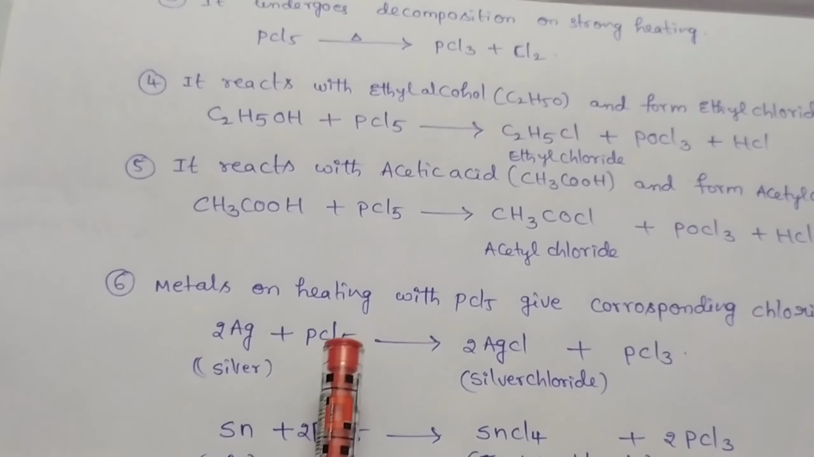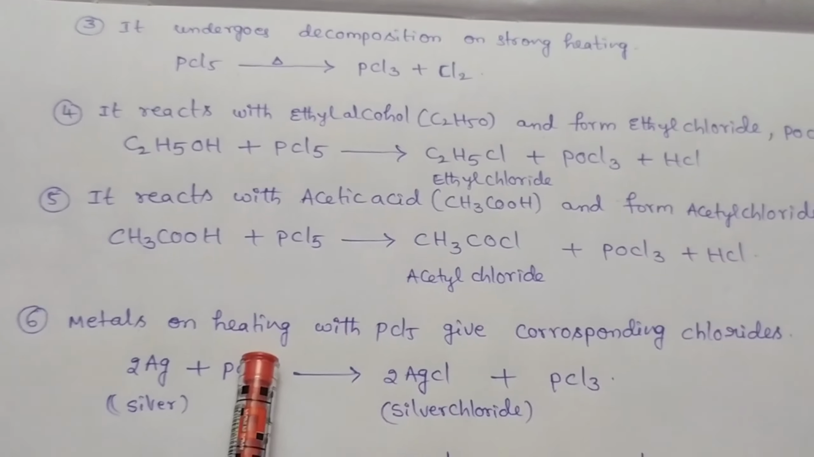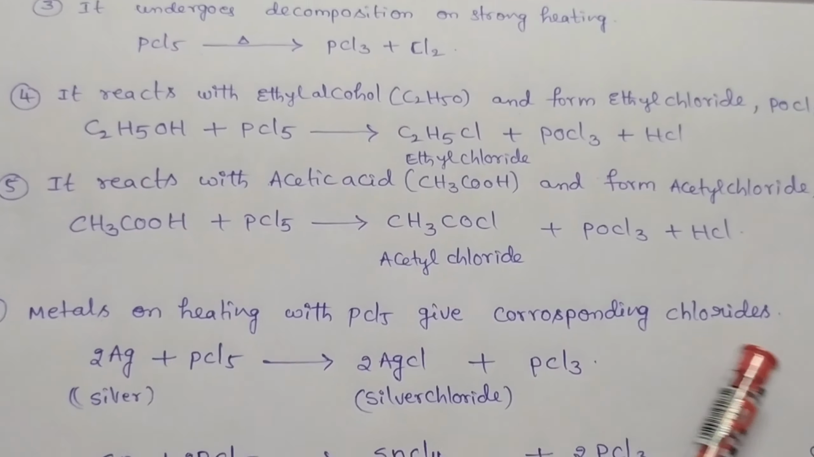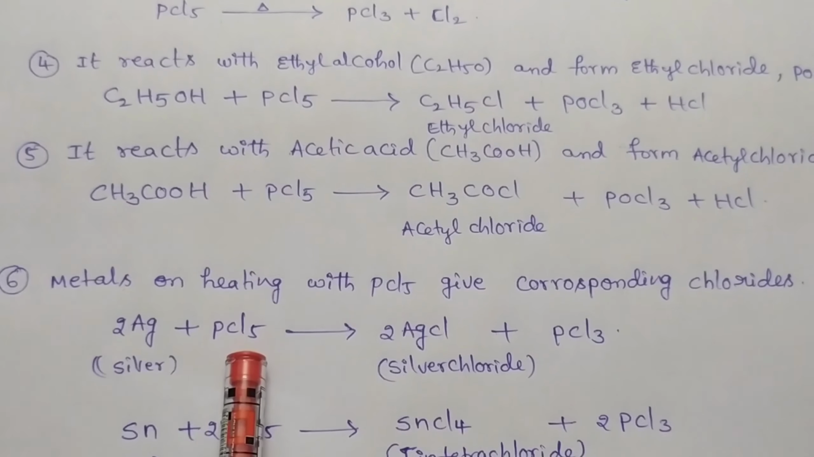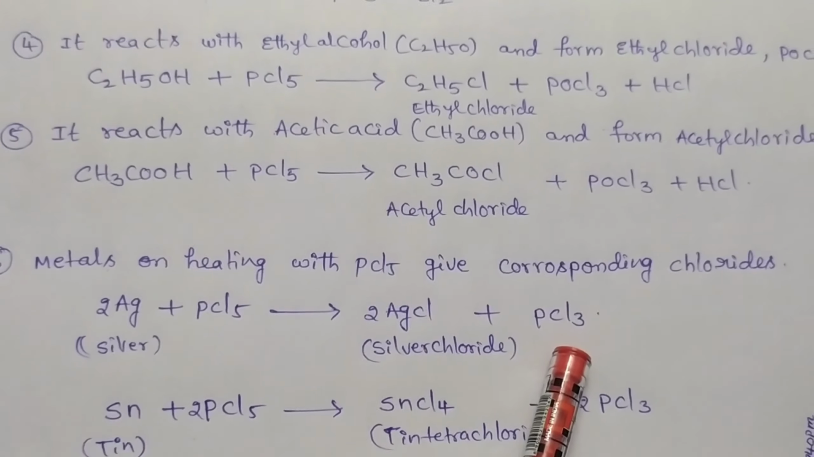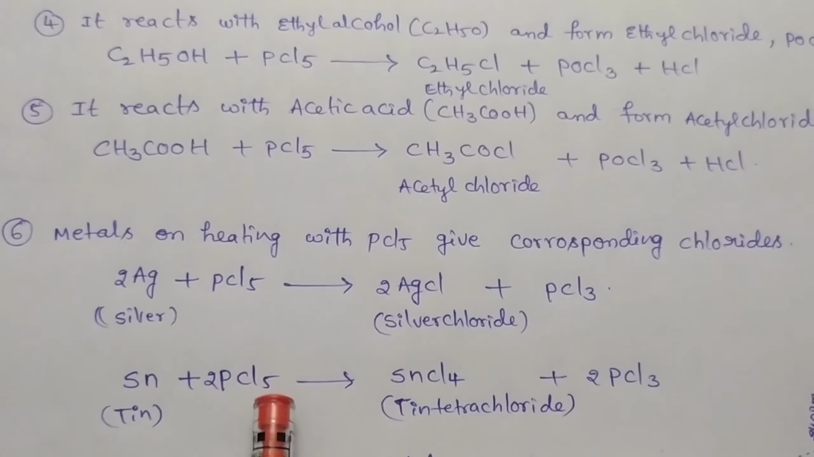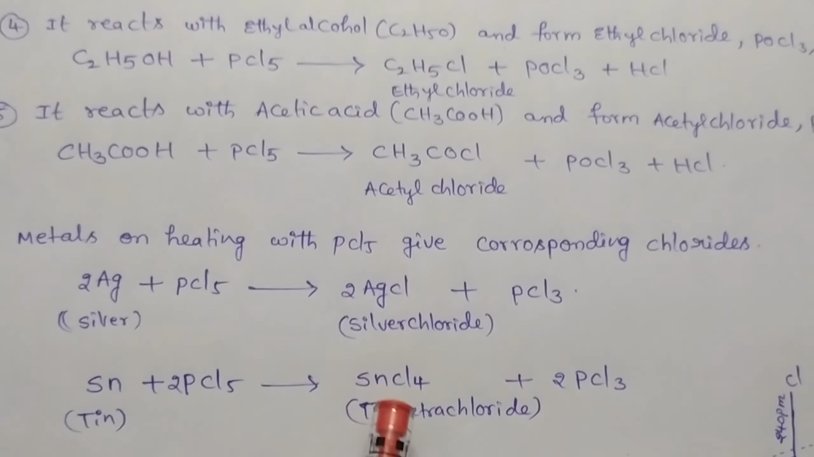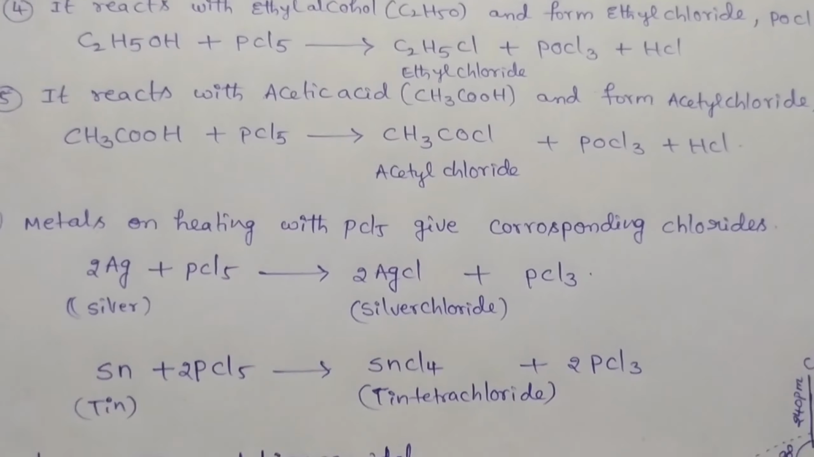When phosphorus pentachloride reacts with metals, it forms the corresponding chlorides. For example, when silver reacts with phosphorus pentachloride, it forms silver chloride and phosphorus trichloride as final products. When tin reacts with phosphorus pentachloride, it forms tin tetrachloride and phosphorus trichloride as final products.